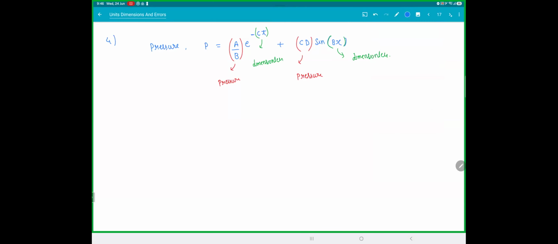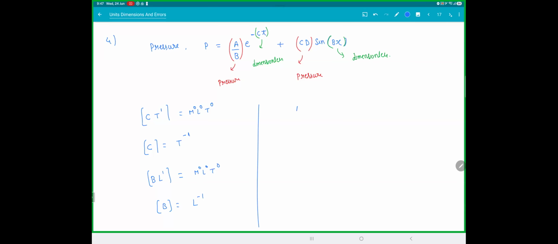So once you figure that out, CT is dimensionless. So C T power 1 must be dimensionless, M0, L0, T0. So C's dimensions are T power minus 1. Similarly, B into X, that is L power minus 1, must be dimensionless, so M0, L0, T0. So B's dimensions is L minus 1. Once you got that, then you're done.